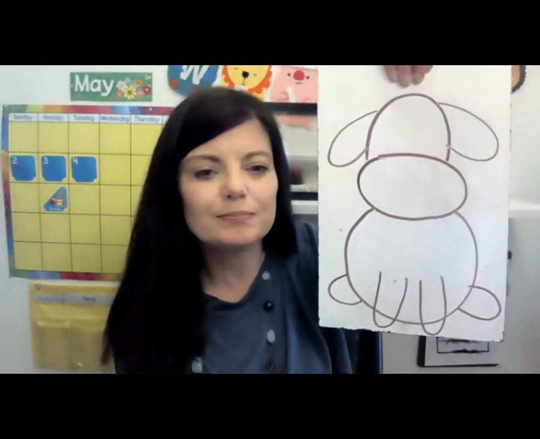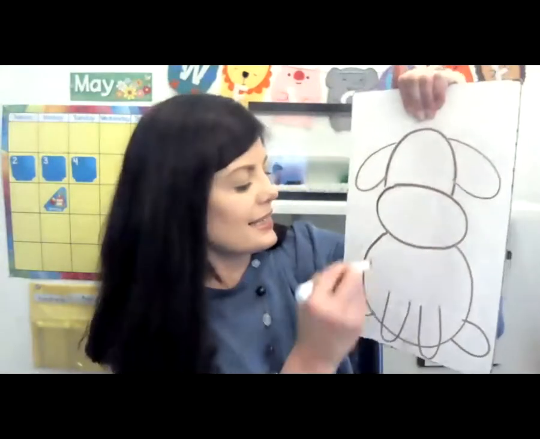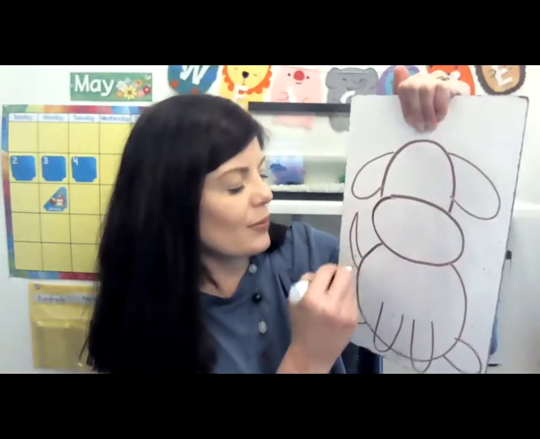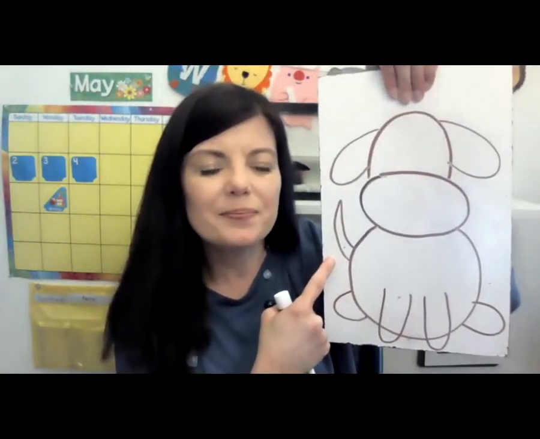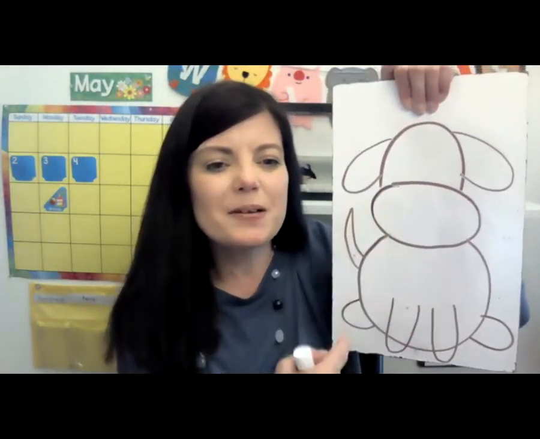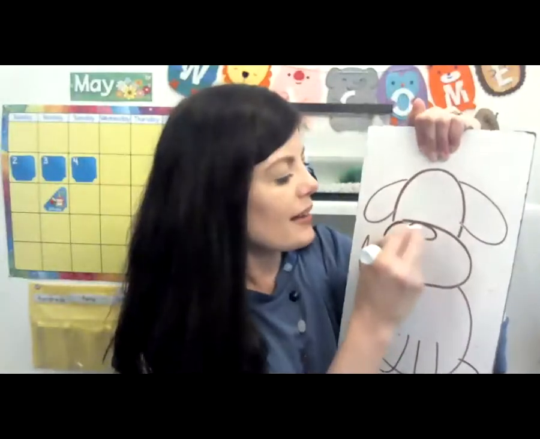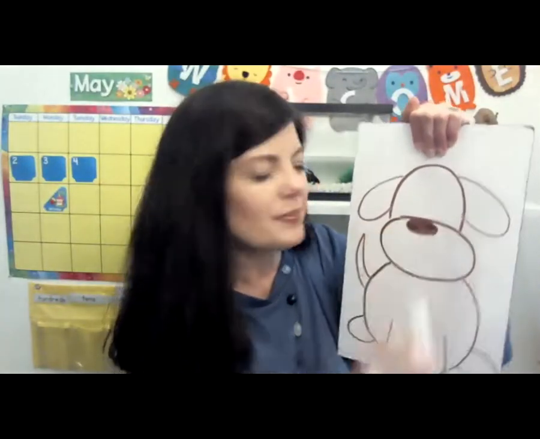Looks like he's sitting. He needs a tail, of course, so he can wag it when he feels happy. So just draw a little tail on the back. And then let's give him a face. We're going to make a nose.